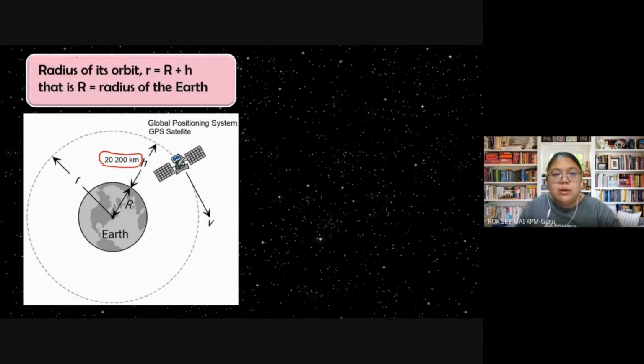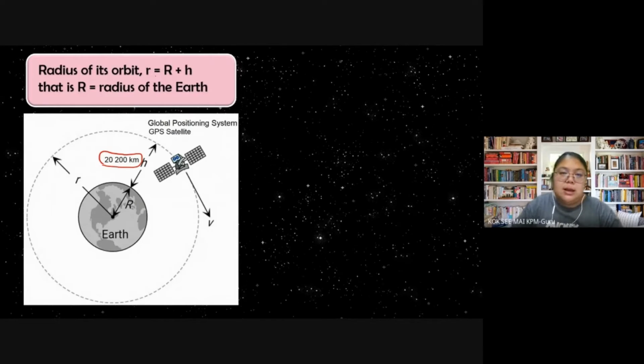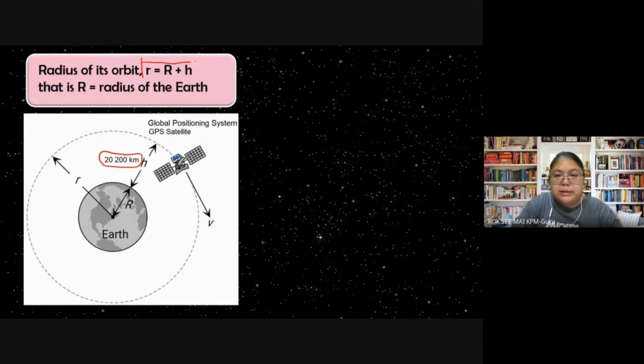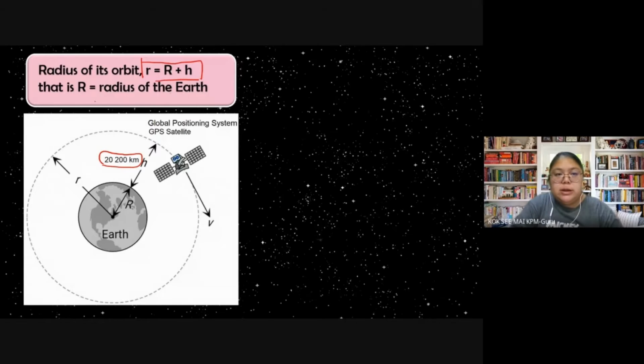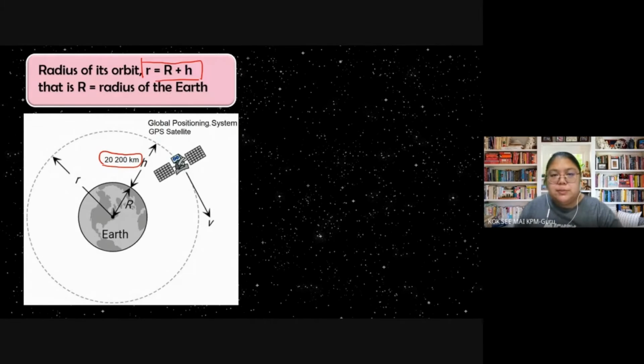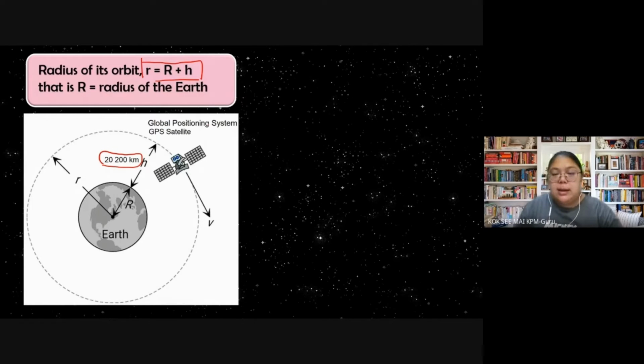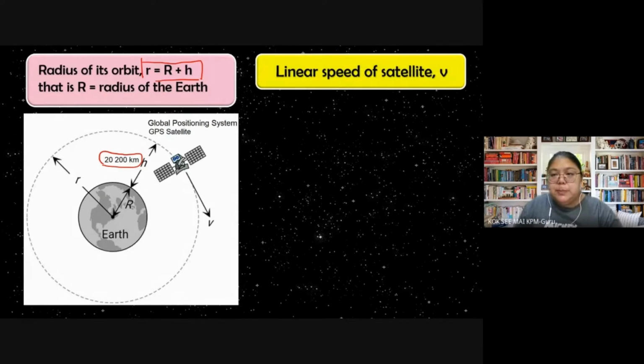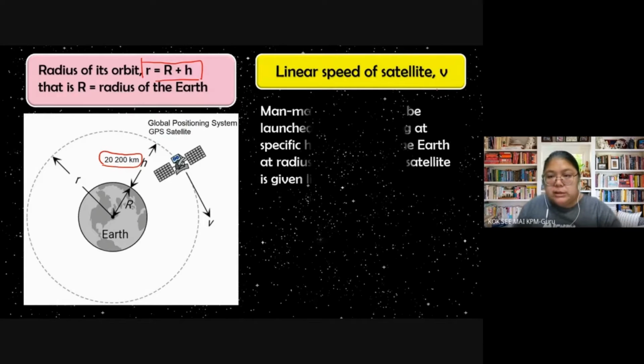Okay, now the radius of its orbit. Everybody must know you need to add the h. There's a capital R, the radius of the Earth, and small h is the distance from the surface to the satellite. So linear speed, how to do the calculation for linear speed?